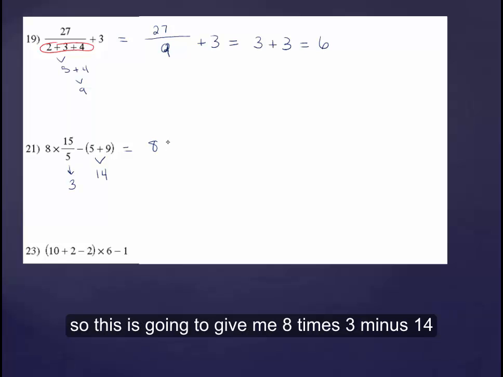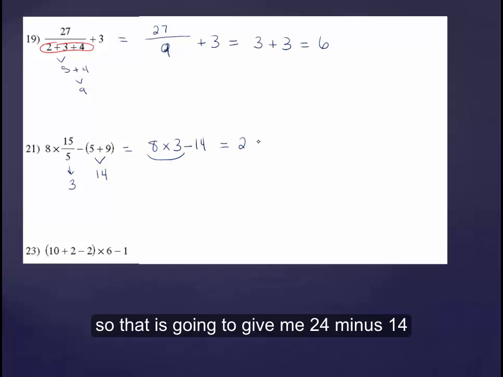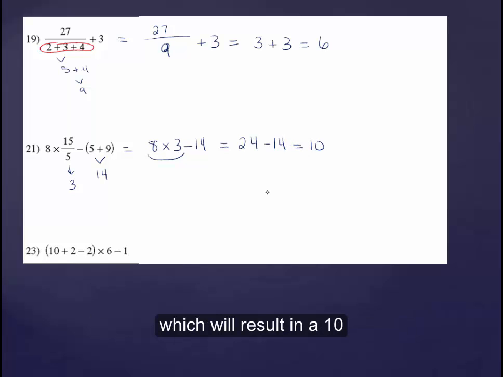So this is going to give me 8 times 3 minus 14. I'll do the 8 times 3 next. So that is going to give me 24 minus 14, which will result in a 10.